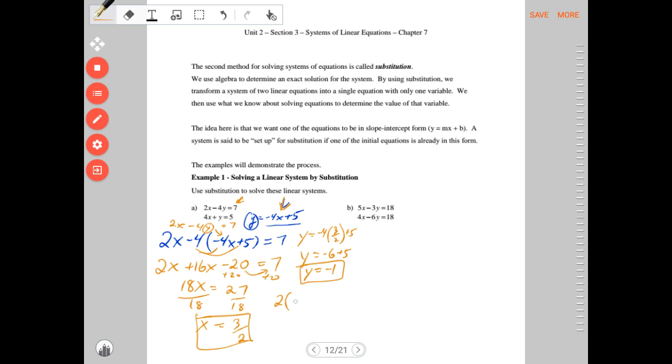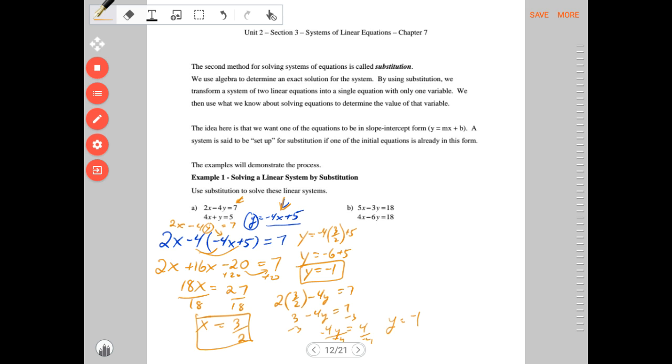So 2x, well, x is 3/2, minus 4y is supposed to equal 7. So 2 times 3/2 is just 3. So 3 minus 4y equals 7. Minus 3 minus 3. So -4y equals 4. Then divide by -4, divide by -4, and y equals -1. So we got exactly the same thing regardless of what equation we put it in.